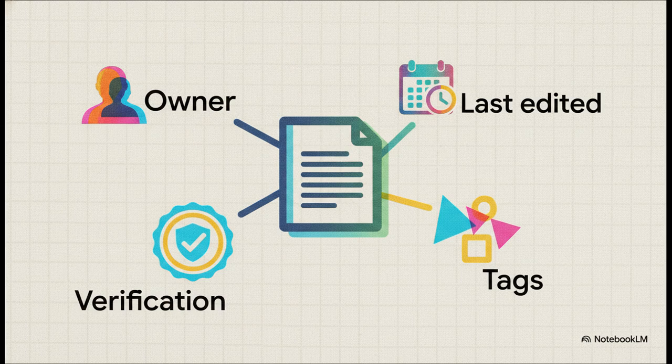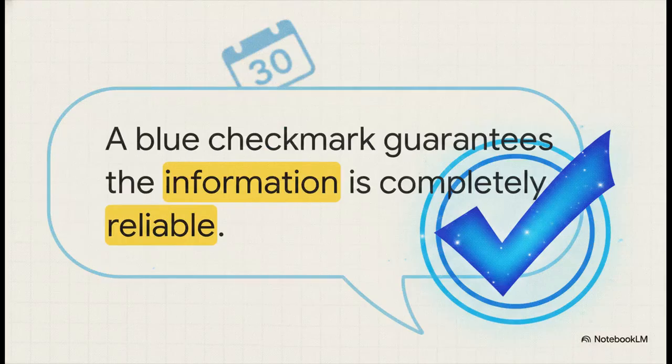You get an owner property, so everyone finally knows who is actually responsible for keeping a specific policy up to date. You get last edited time, you get tags, and of course the absolute crown jewel, verification status. This is absolutely crucial.